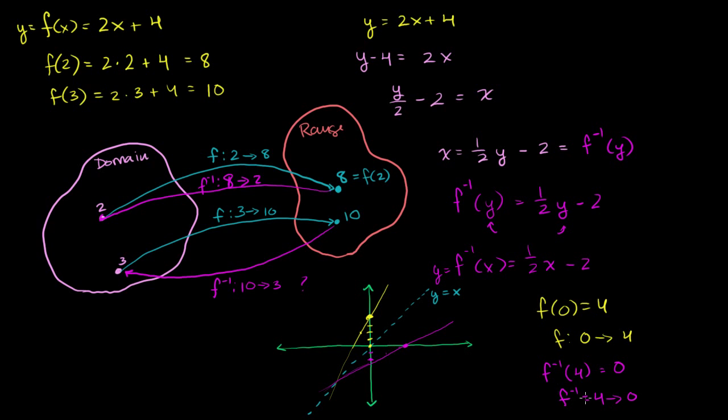So this example that I just showed you right here, the function takes you from 0 to 4. I should do that in the function color. So the function takes you from 0 to 4. That's the function. F of 0 is 4. You see that right there. And then the inverse takes us back from 4 to 0. You saw that right there. When you evaluate 4 here, 1/2 times 4 minus 2 is 0.